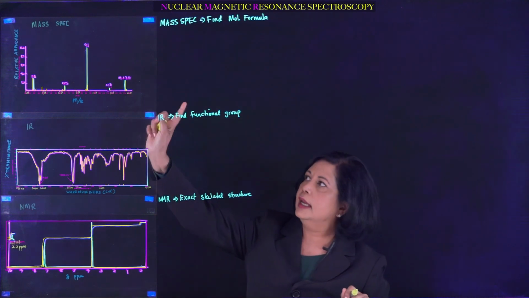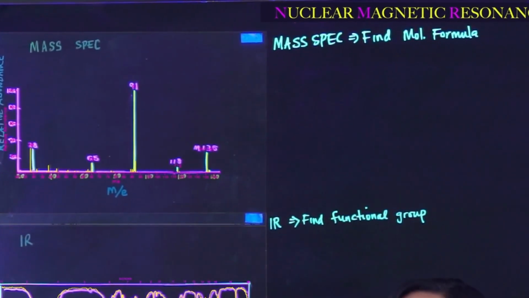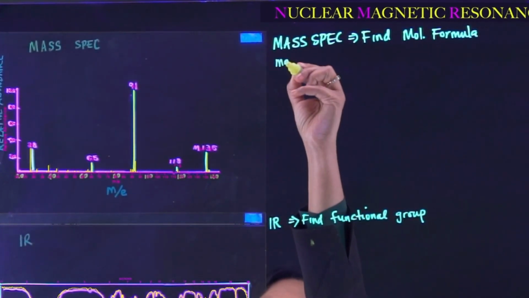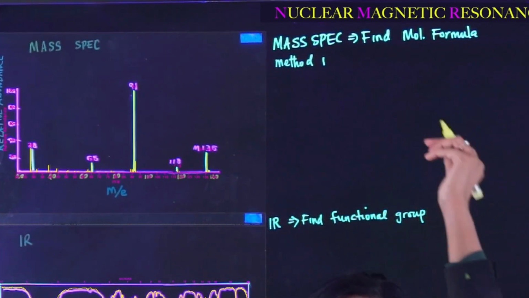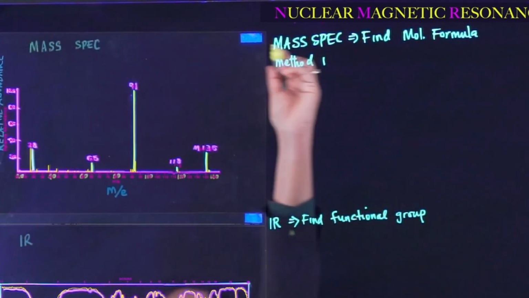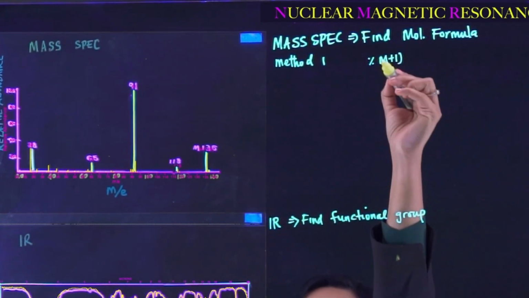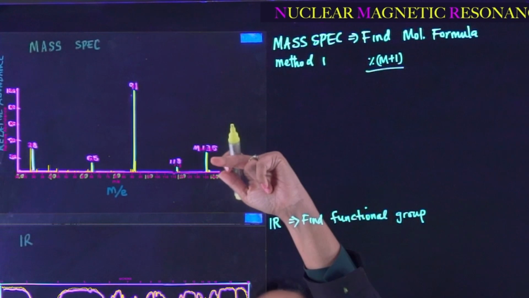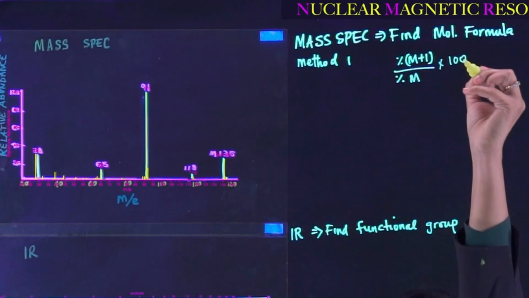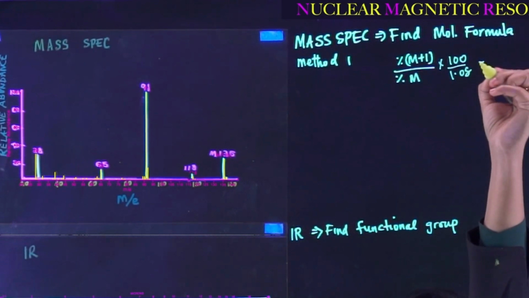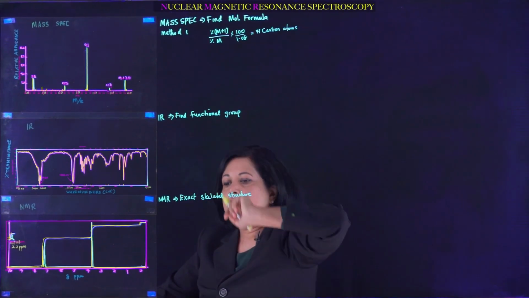So let's start at the beginning, at the mass spec. How do you find the molecular formula given a mass spec? We said there were 2 methods earlier. Method 1 is using the formula. And the formula is the relative abundance or intensity, percentage m+1 peak over the relative abundance of the M peak times 100 over 1.08 is going to give you the number of carbon atoms. Let's see if this works out.